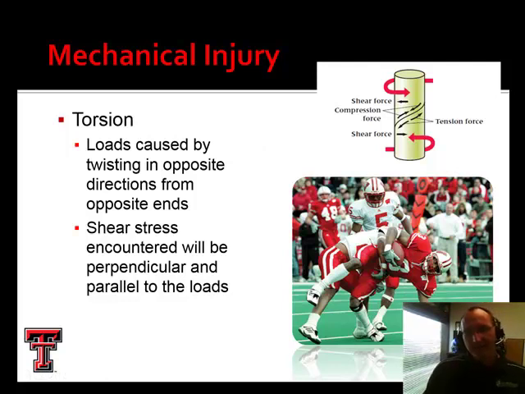Now, torsion takes this a step further by adding a rotation component. In the case of this athlete, his foot is fixed in the turf, his hip is relatively fixed by the opponent, and as his body rotates, we get this twisting mechanism. So what we end up with here is a compression force on one side and a tension force on the other.